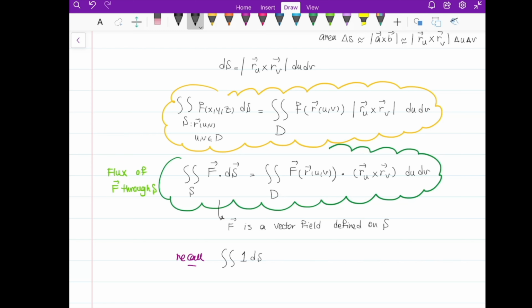Okay, let me just recall from the previous videos that the double integral of 1 dS over the surface S, where instead of a function I just have 1 in here, gives me the surface area of S. We talked about that in previous videos. Great. Let me go over one example in here.